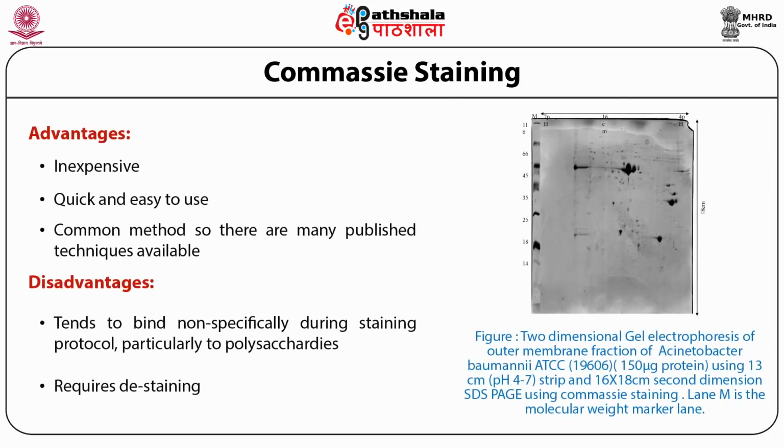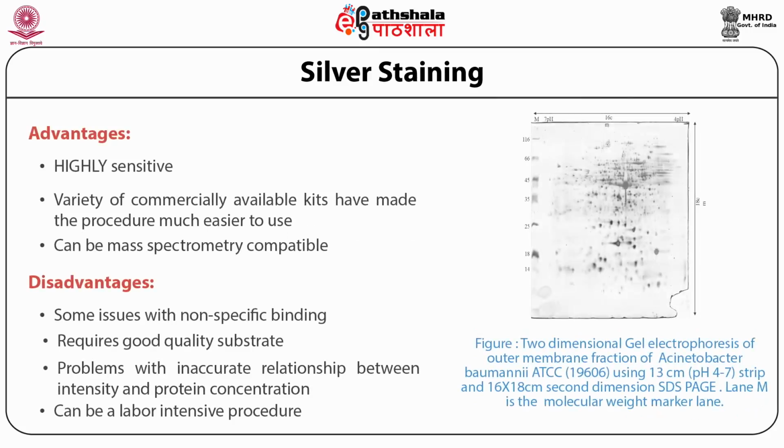After 2D PAGE, proteins can be detected by staining, for which we have silver staining, Coomassie staining, or fluorescent staining. Coomassie staining is one of the widely used stains, which is inexpensive, quick and easy to use. It is one of the common methods, so there are many published techniques available for this Coomassie staining technique. Now there is another staining technique that we call silver staining.